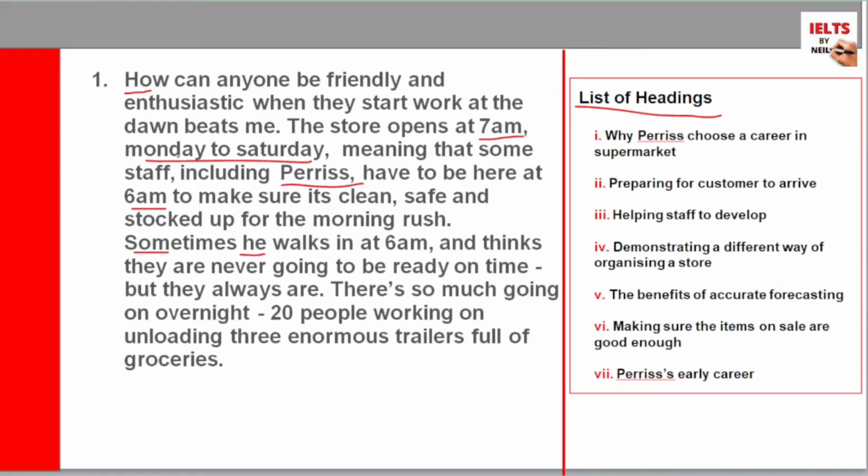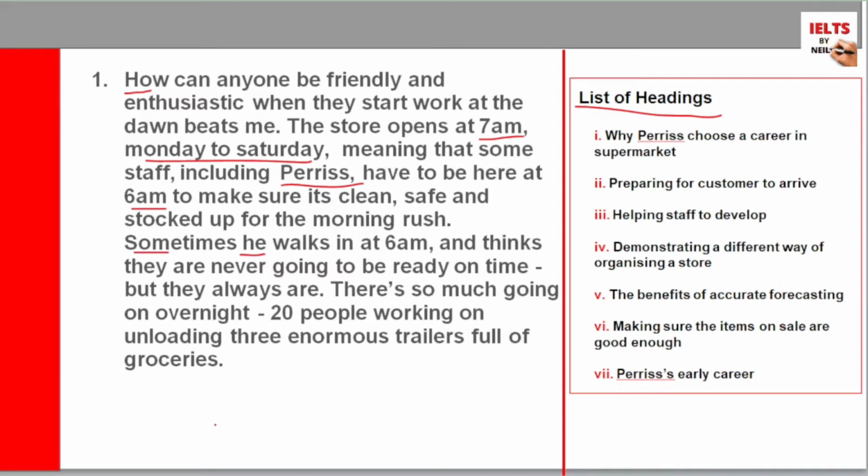So in this paragraph, the writer is telling us about the food store which is going to be open at 7 o'clock in the morning, Monday to Saturday, and Paris is the staff person who tries to be there early at 6 o'clock to make sure that the shop is clean, safe, and stocked up for the morning rush, and of course at night time as well, many people are working in unloading the groceries.